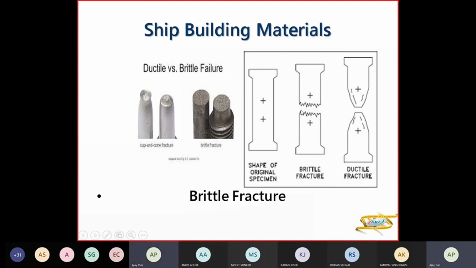So this is the shape in a brittle fracture, and this is the ductile fracture. So this is much smoother as compared to the cup and cone of ductile fracture. So your necking is formed and then this cuts off, and there's a cup and cone. So the cup is here, the material of this section is coming here, and because of the pulling it is going to break here. So this is your ductile fracture, this is your brittle fracture.